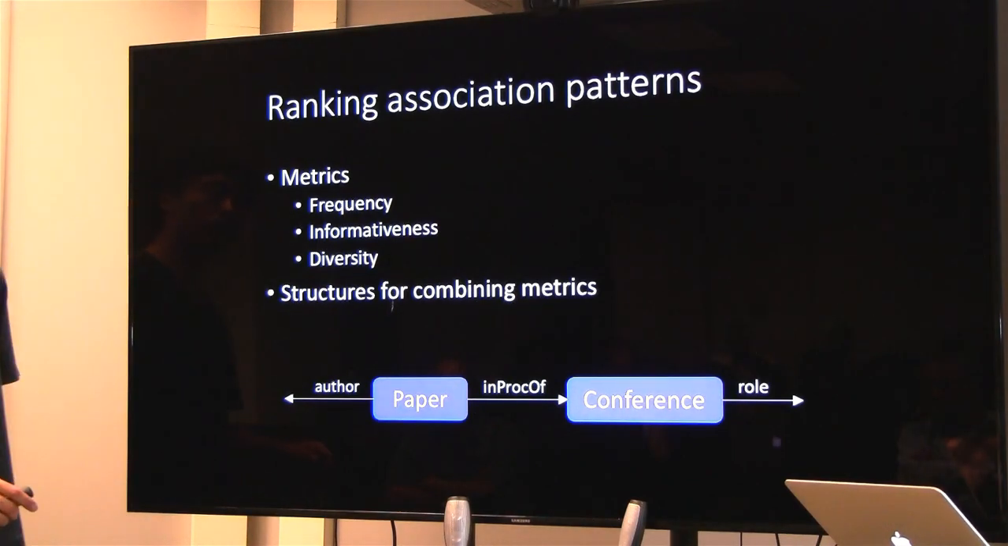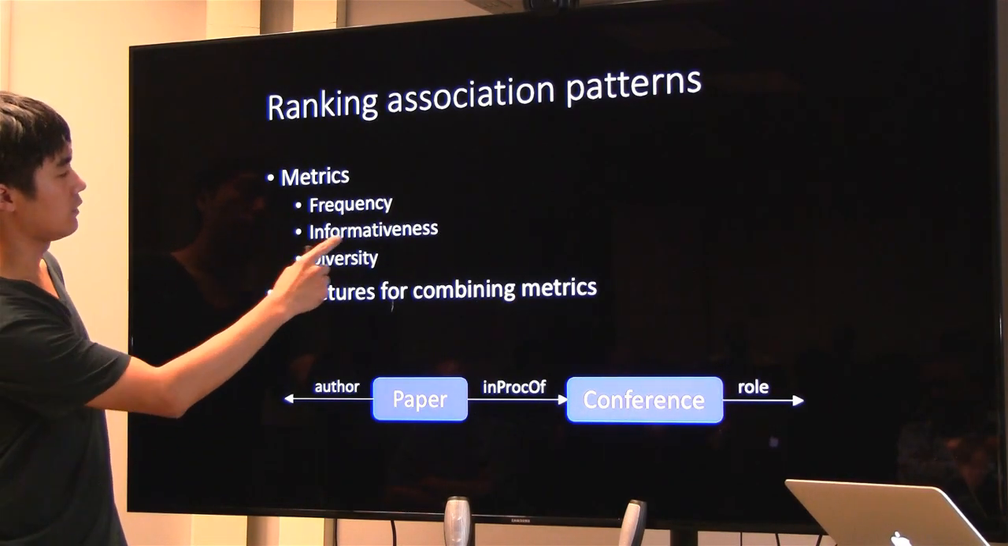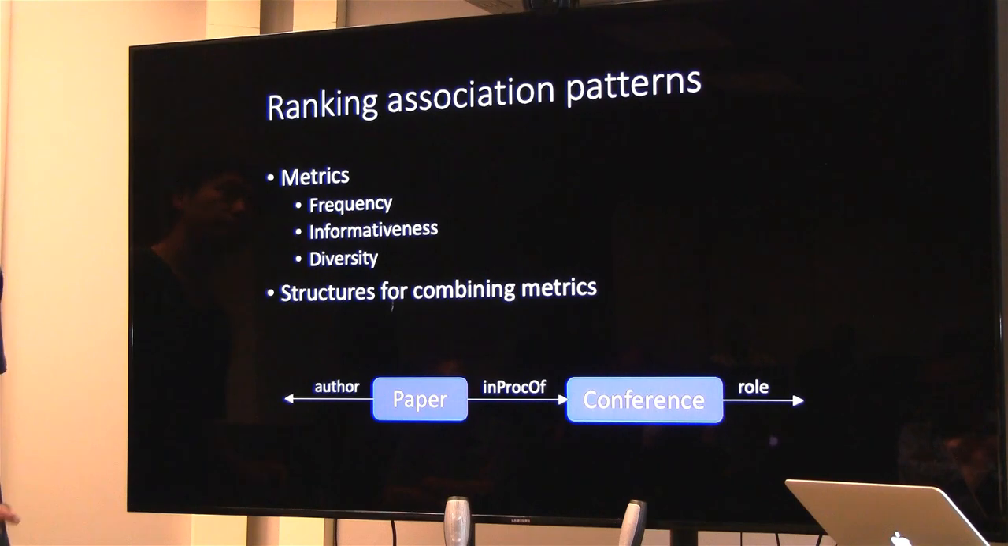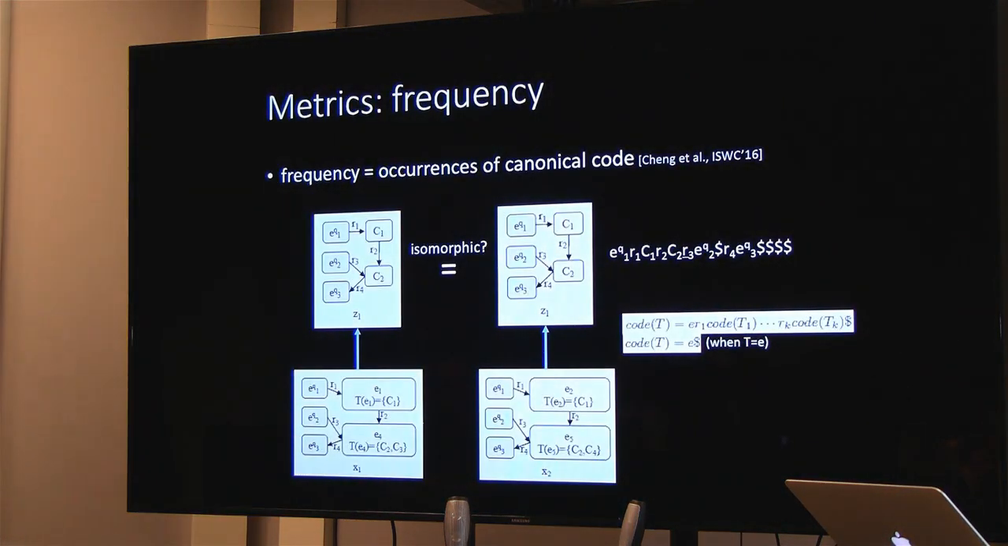I just want to say something about one metric, frequency here. It's actually quite easy to calculate the frequency of something. We just count, right? But for graphs, counting is not easy.